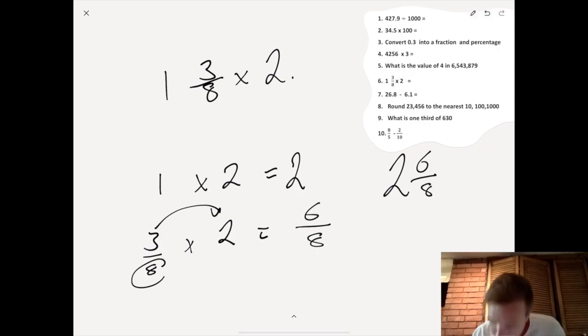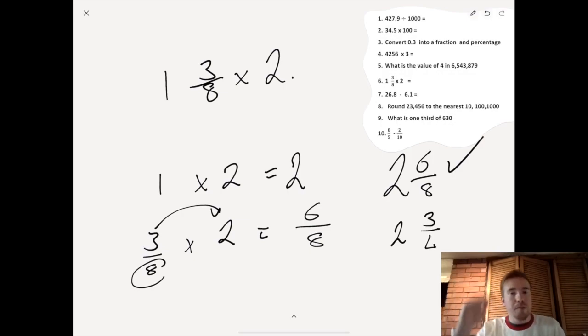Does it talk about simplified? No. So that answer is fine, but you could also have 2 and 3/4, because you could divide both the top and the bottom of the fraction, the numerator and the denominator, by 2. Okay, either answer is fine. So either the one with the tick or the one with the tick.